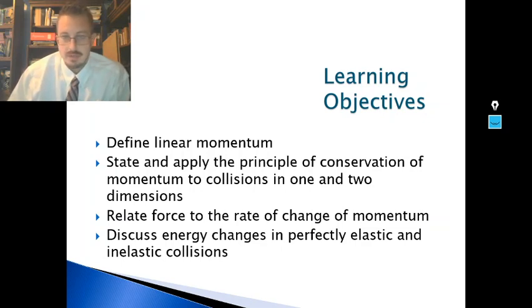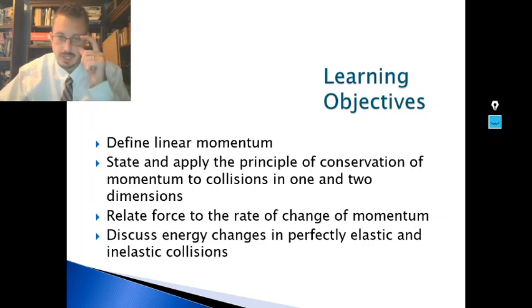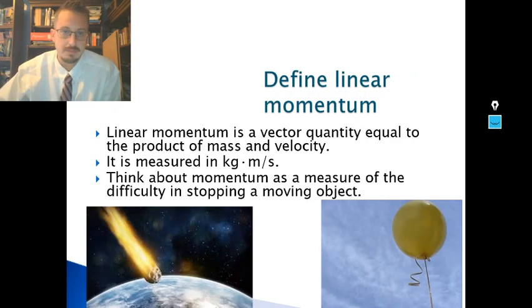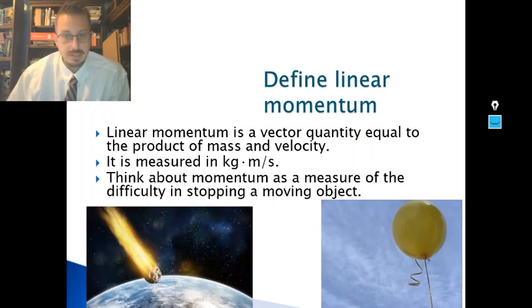Because we are going to be defining linear momentum, this should be pretty straightforward. State and apply the principle of conservation of momentum to collisions in 1 and 2 dimensions, relate force to the rate of change of momentum, and discuss energy changes in perfectly elastic and inelastic collisions. We'll first define linear momentum. Linear momentum is a vector quantity. It's equal to the product of mass and velocity. It's measured in kilogram meters per second, so kilograms of mass times meters per second of velocity. And we could think about momentum as a measure of the difficulty in stopping a moving object.